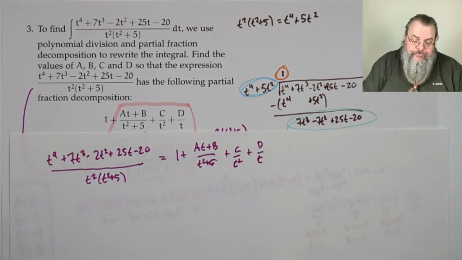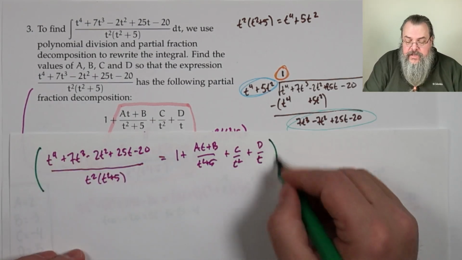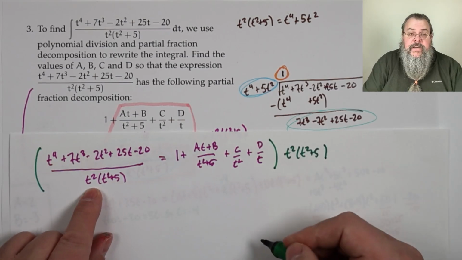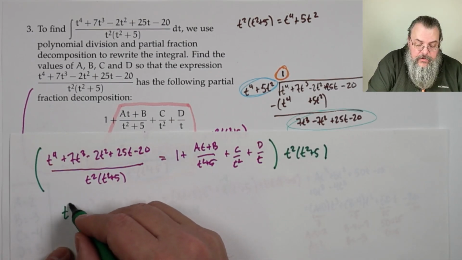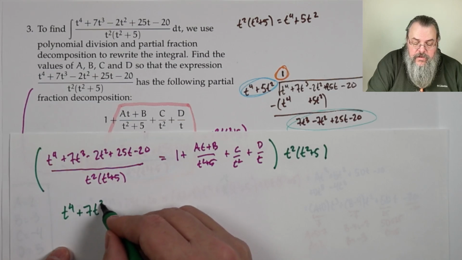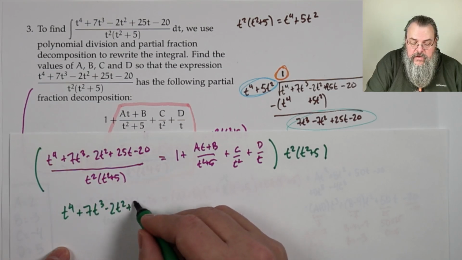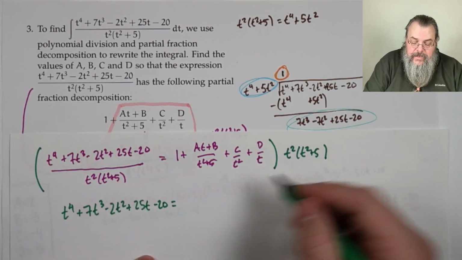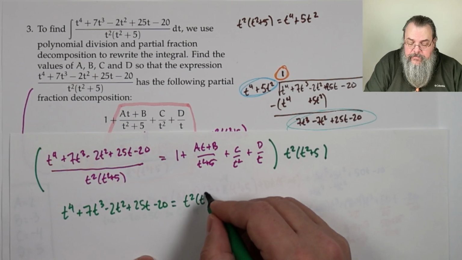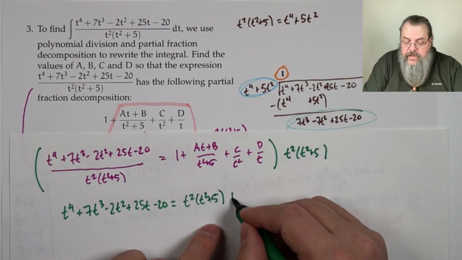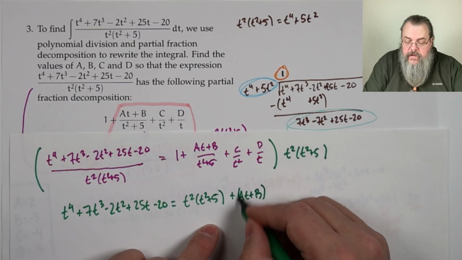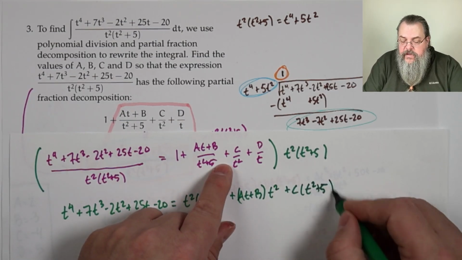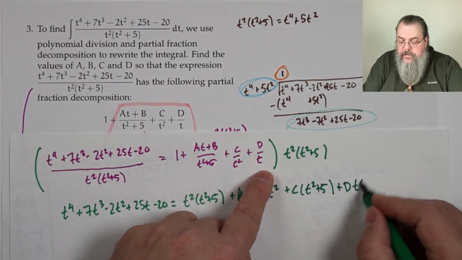And here's what you do. You say, well, look, I'm not going to do long division because you already did the hard work for me. Just multiply by t squared times t squared plus 5. And if you do that, you'll get t to the 4th plus 7t cubed minus 2t squared plus 25t minus 20 equals, in the first term, a t squared times t squared plus 5. And then you'll get an at plus b times t squared, plus c times t squared plus 5, plus d times t squared plus 5.